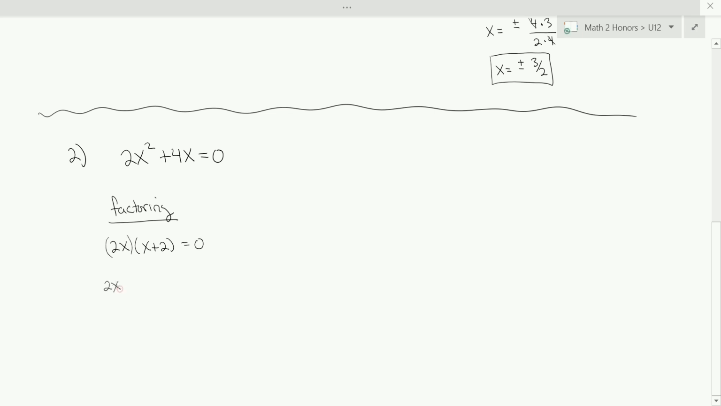Take 2x and set that equal to 0, and x plus 2 and set that equal to 0. You get x is 0 and x is negative 2, and those are your two answers. This one can go really quick with factoring.